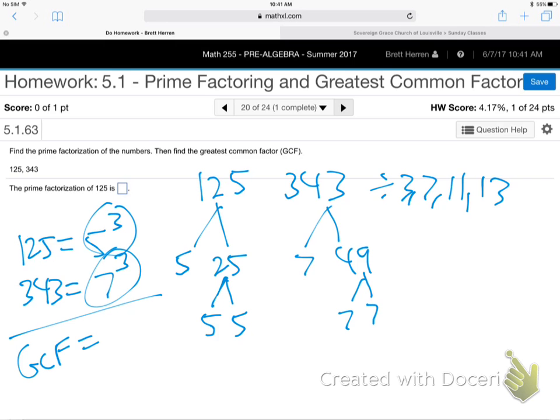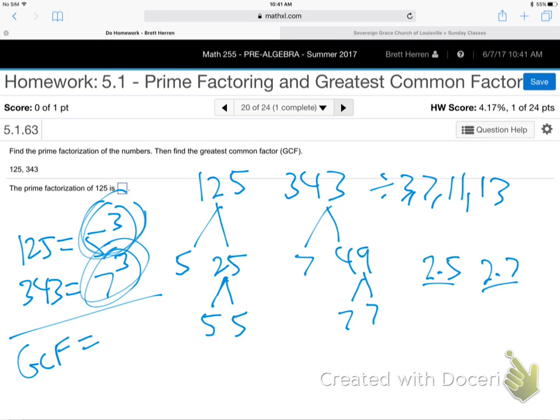GCF means what's in common, right? What's a good way I could put this. If you have a number that has a 2 and a 5, and another one that has a 2 and a 7, let's say 10 and 14, what do they have in common? Yeah, they both have a 2, right? So what do these guys have in common?